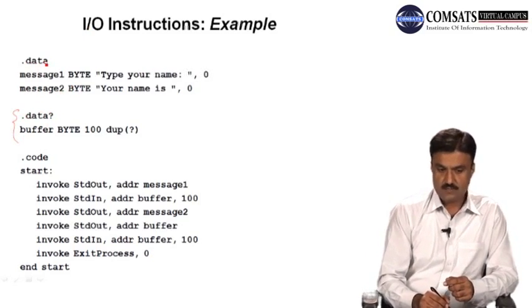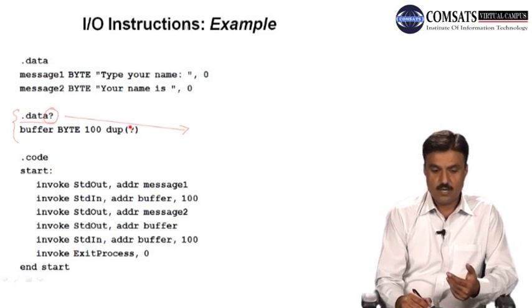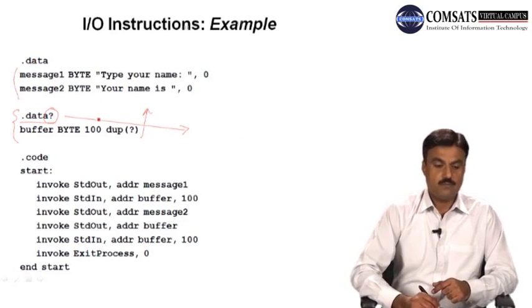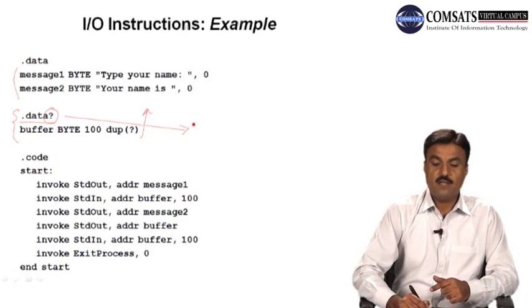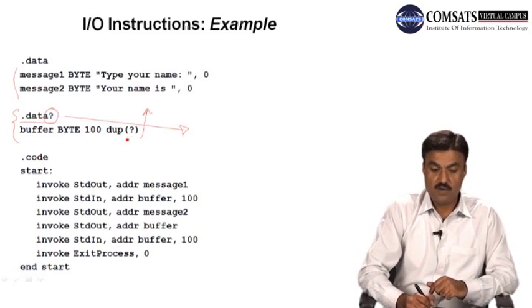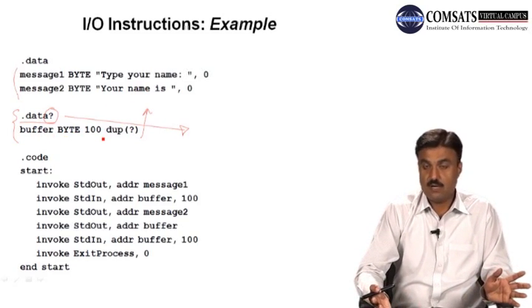here we are using .data, and we can also use .data? with a question mark. This is the standard way, even though you can use .data under this directive, to define the undeclared or undefined registers. For example, here we do not define any value for this buffer, so it is as it is. We do not define any value.